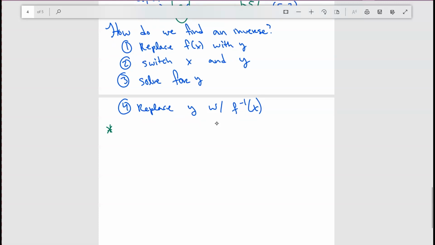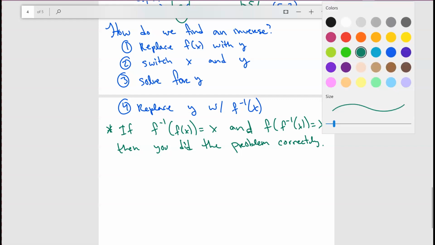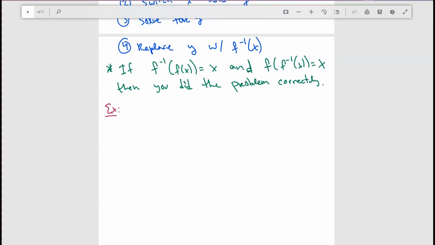A little note for you: if f inverse of f of x equals x and f of f inverse of x equals little x, then you did the problem correctly. So basically, if you want to know if you got the inverse correct, all you got to do is plug in the original function into the inverse, and you have to get x. And then the other one, plug in the inverse into the function, and you also have to get x. That's how you know if you got it correct. So let's do a couple of examples so that you can get used to finding these inverses. Here's my example, and what I want to do is find the inverse.